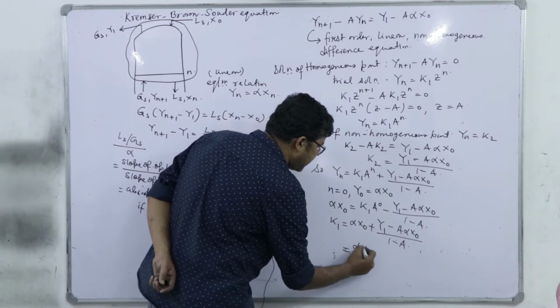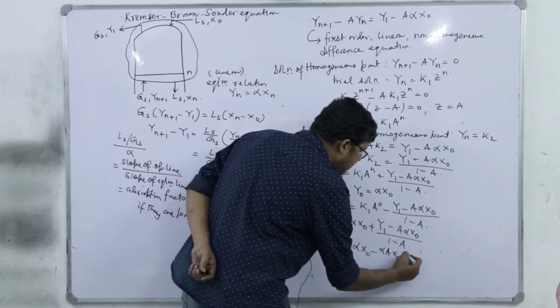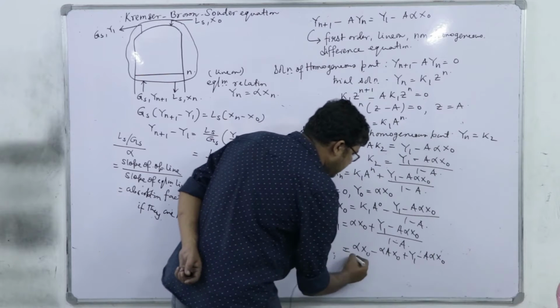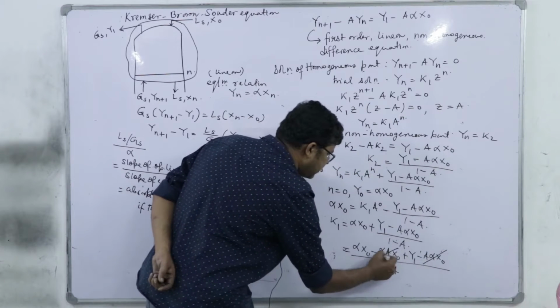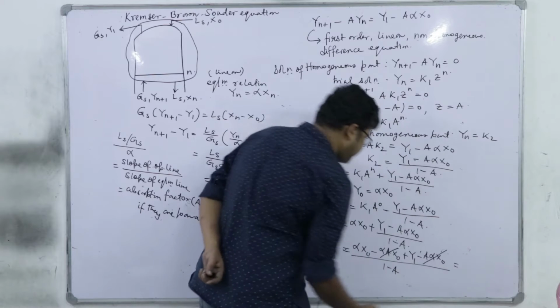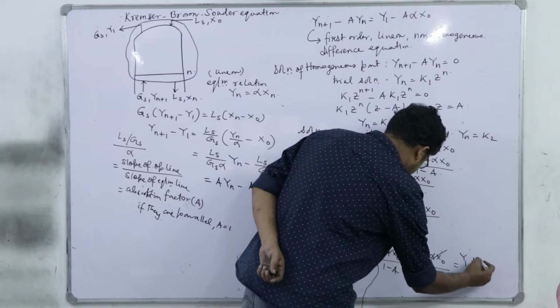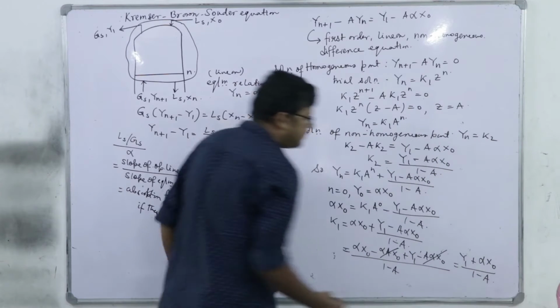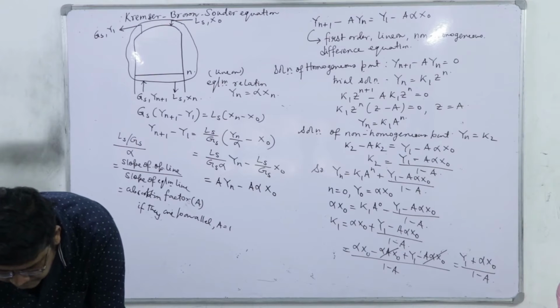So, this is alpha x0 minus alpha A x0 minus y1 plus A alpha x0 divided by 1 minus A. So, this and this cancels out, giving you y1 minus alpha x0 divided by 1 minus A. Correct? So, let me check.